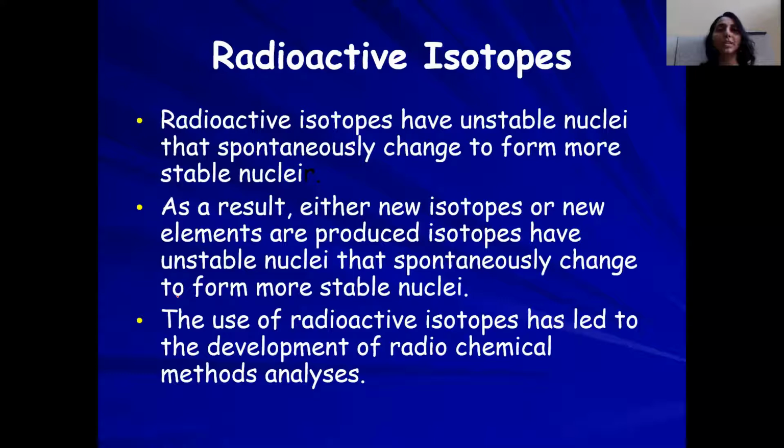So what are radioactive isotopes? Radioactive isotopes have unstable nuclei that spontaneously change to form more stable nuclei. As a result, either new isotopes or new elements are produced. The use of radioactive isotopes has led to the development of radiochemical method analysis.